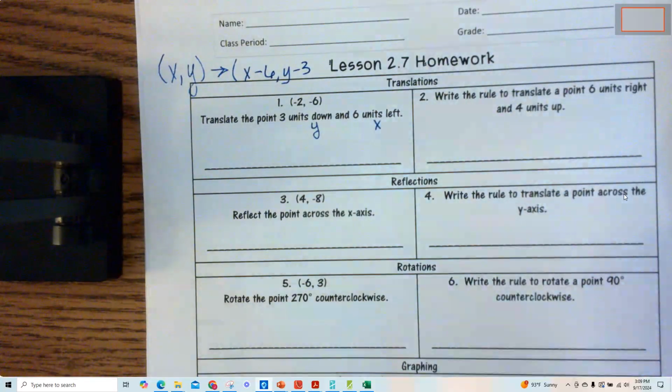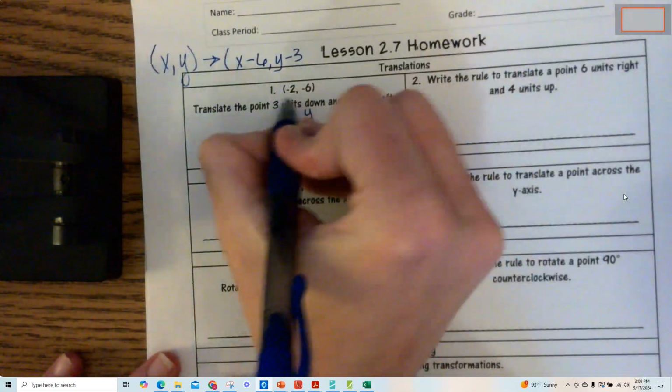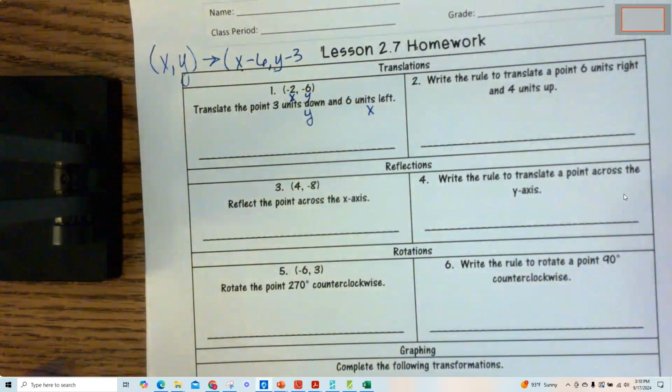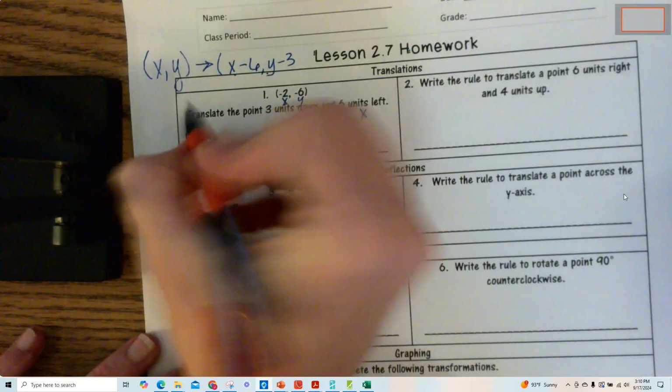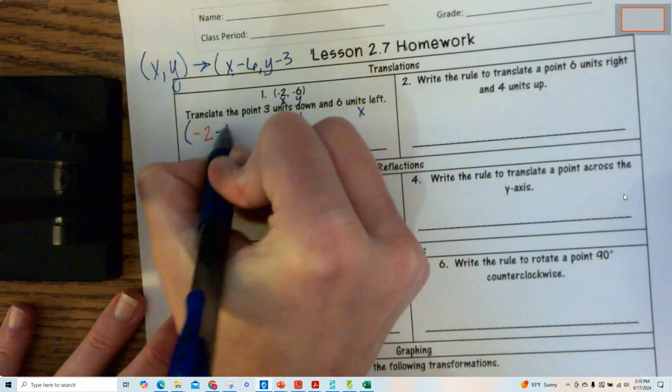Okay. So all I have to do is take the ordered pair that they gave me. This is an x, this is a y, and plug it into that rule. So x is a -2.